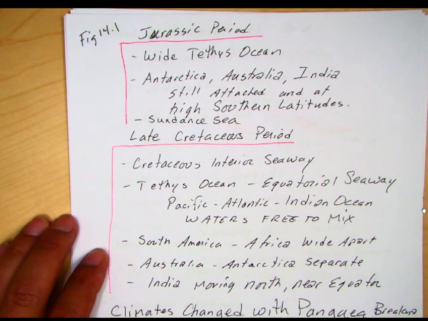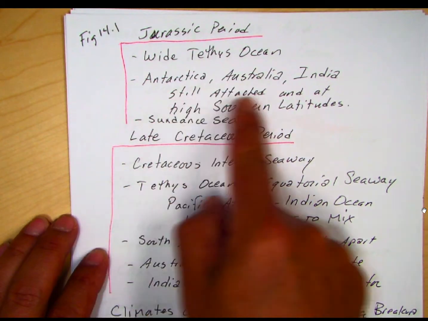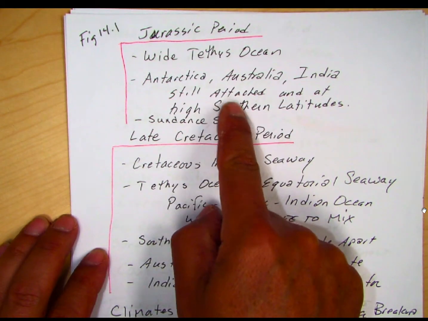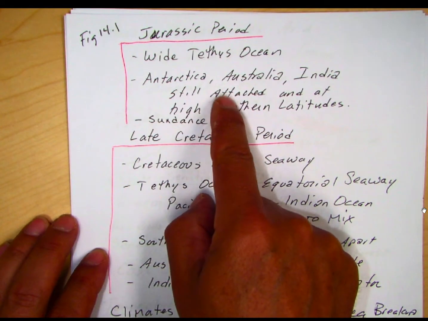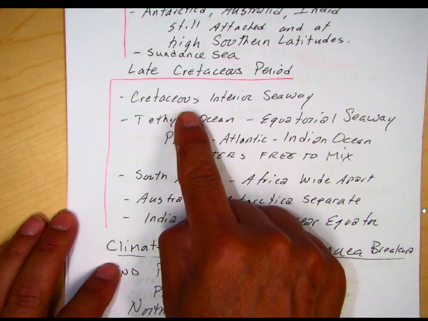As Laurentia and Africa, Eurasia and Africa spread, that Tethys Ocean expands toward the west. Also, during the Jurassic, Antarctica, Australia, India, they're still attached, right? Because we're not going to really start rifting these until the Cretaceous time. But then by Cretaceous time, Pangaea is really breaking up.